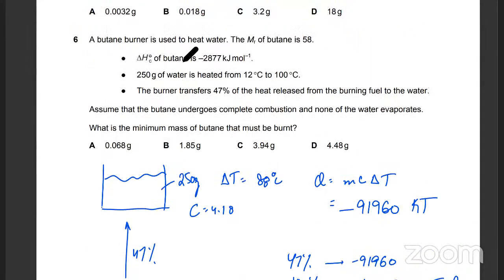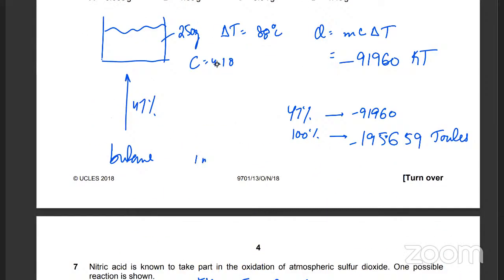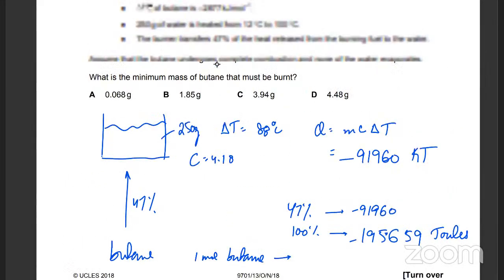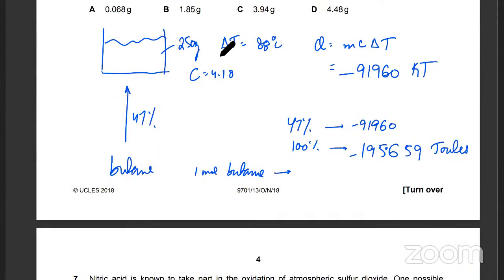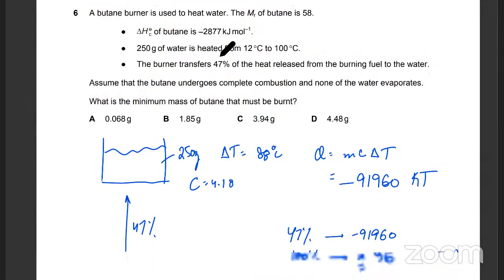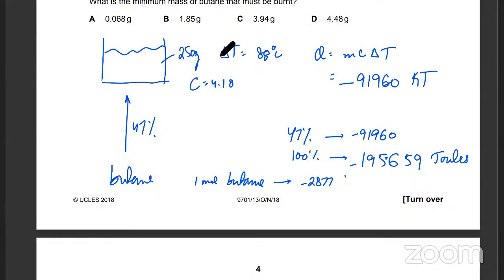Now the last part, they've given us the enthalpy change of combustion of butane. So 1 mole of butane produces this much energy. So I know that 1 mole of butane produces 2877 kilojoules. How much do we have? We've got 195.66 kilojoules. So again, use ratios.